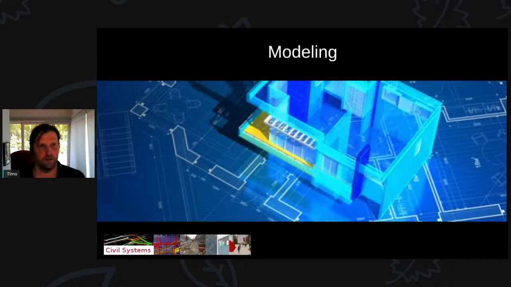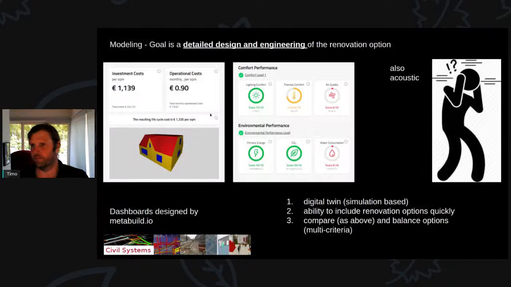And at the end, a little bit about the making phase, because the making phase is something very interesting also, where I think a lot of you who work in the BIM area and this level of detail thinking on renovation projects is actually an interesting thing. So I'm going to talk a little bit about that as well. So what's the goal of modeling?